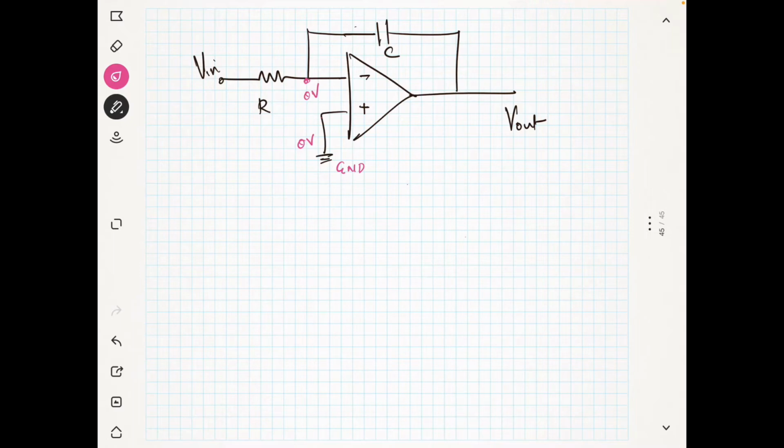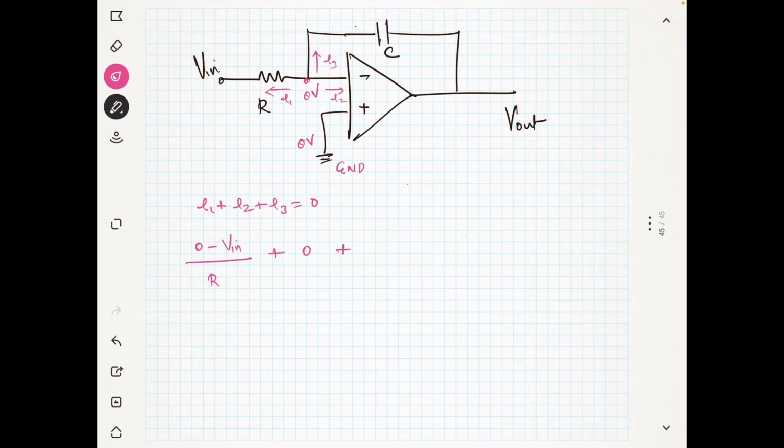Now we will use the circuit theory. Let us assume that all the currents are moving away from the junction: I1, I2 and I3. So I1 plus I2 plus I3 is equal to 0. What is I1? I1 is 0 minus V in divided by R, plus what is I2? It is the current going into the op amp, it is 0 ampere. And what is I3? It is the current through the capacitor.